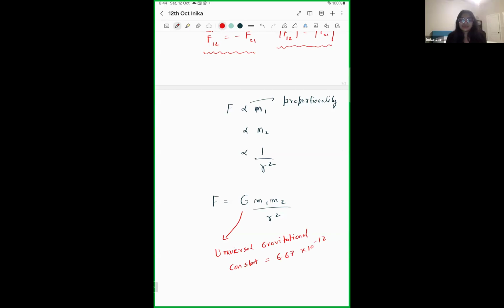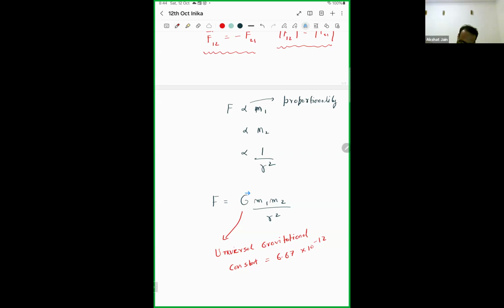Writing the... Yeah. What should be the units? This is the value. Okay, try this way, Inika.